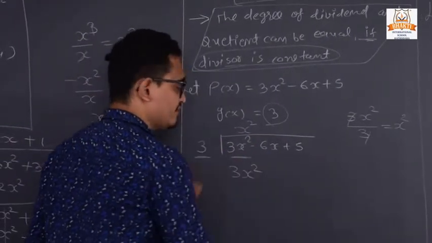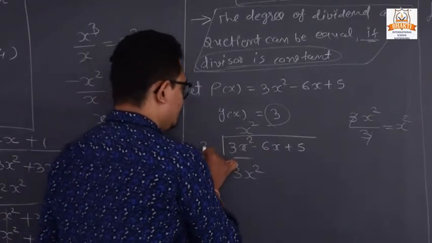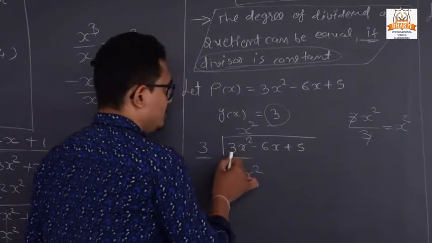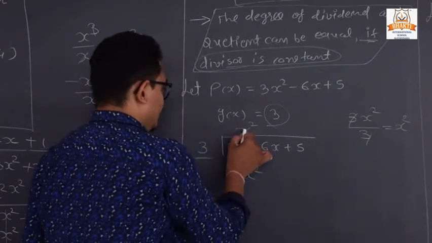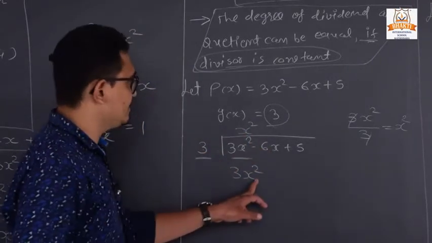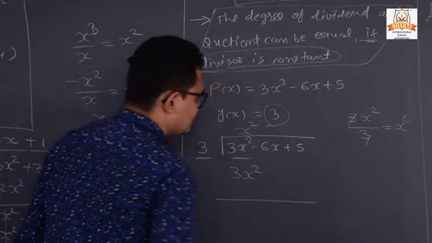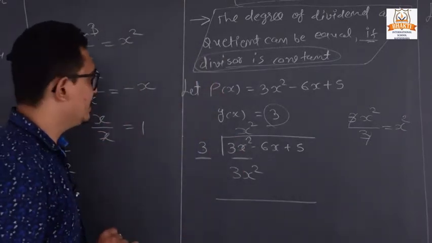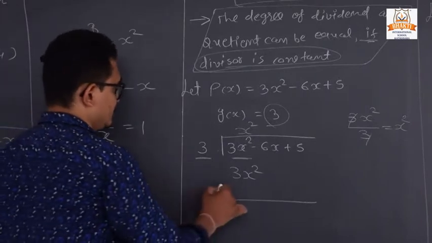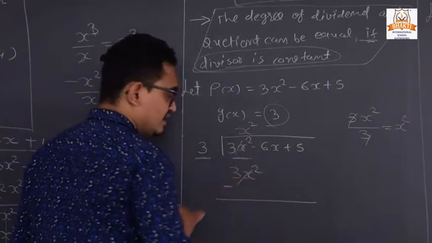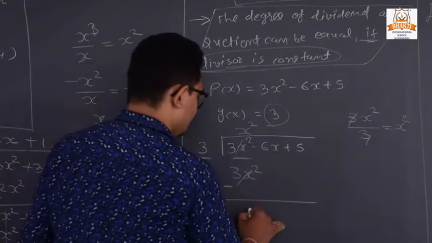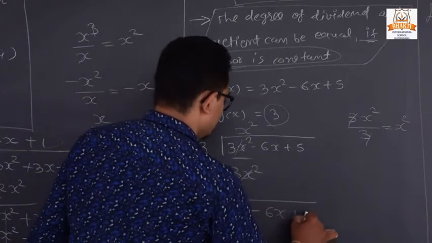Now x square is multiplied with this, so x square into 3 will be 3x square. Then, now we can simplify. Clear? Now we can simplify. So these both are cut, and the other two terms will remain the same.